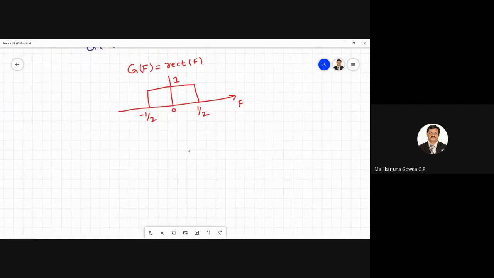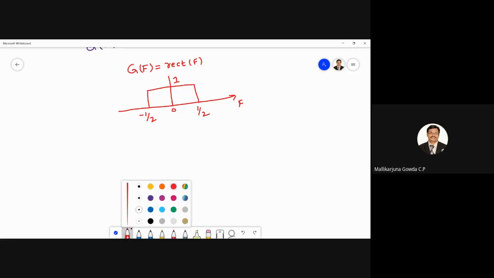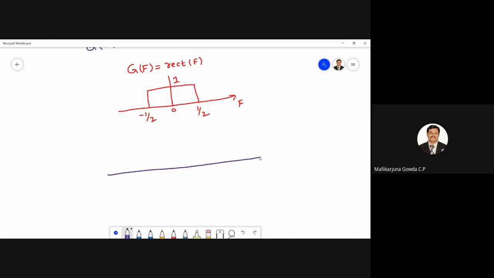How does it look? HST of f, that is the Fourier transform of the impulse response of the Hilbert transform. Yes, you people should say that. HHT of f will be equal to what? Minus j sgn function, no? Minus j sgn of f.